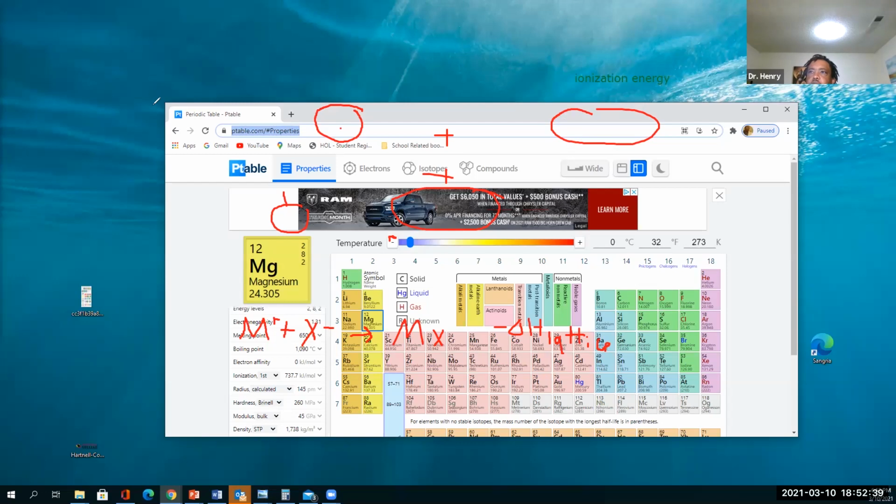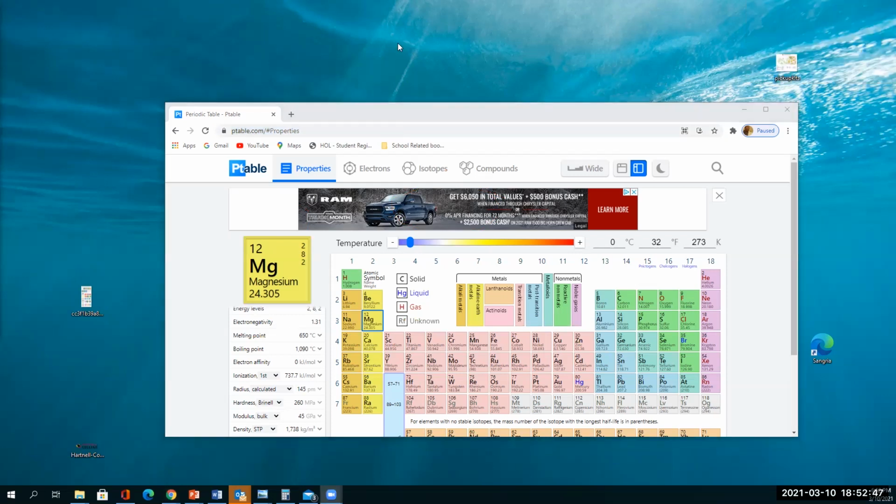It's so beautiful. Do you guys appreciate the periodic table yet? I do.